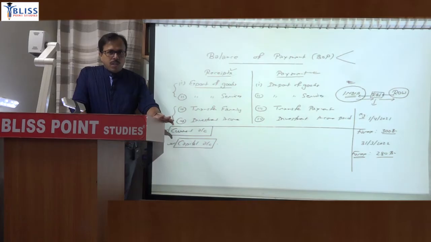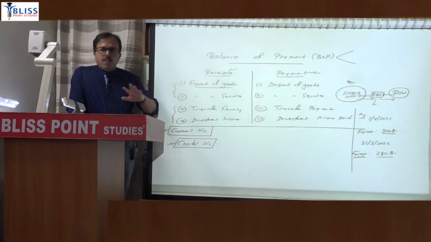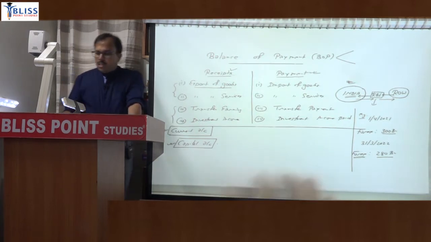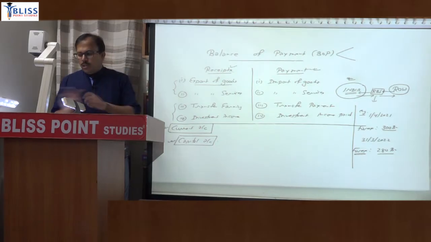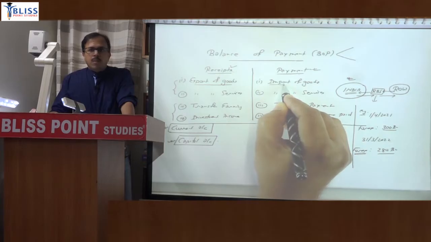Autonomous transaction and accommodating transaction. Now what is autonomous transaction and what is accommodating transaction? Out of these transactions, there are certain transactions which are autonomous in nature. Autonomous means they are independent from balance of payment consideration, independent from BOP consideration. For example, an importer will make transaction irrespective of the balance of payment position.